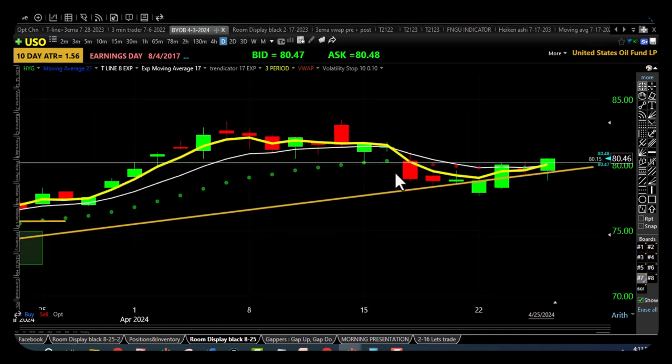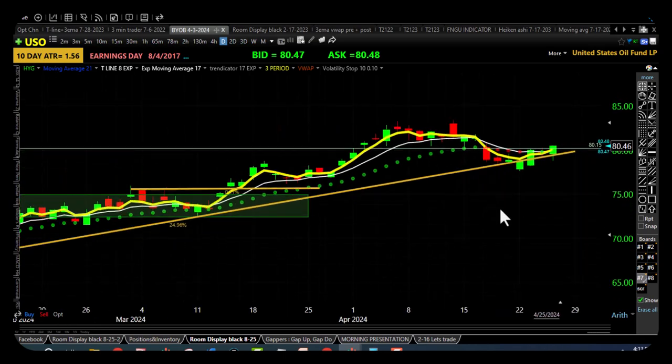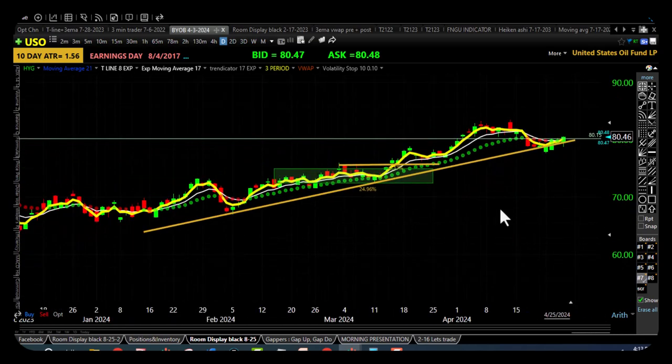So there's USO, still in an uptrend. USO is still in an uptrend. Silver still in an uptrend. Gold still in an uptrend.